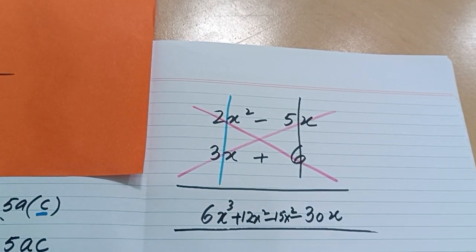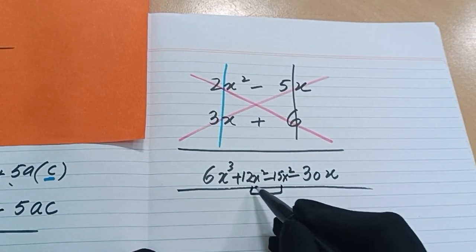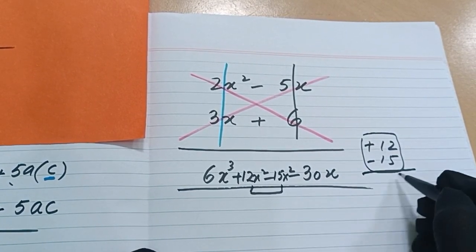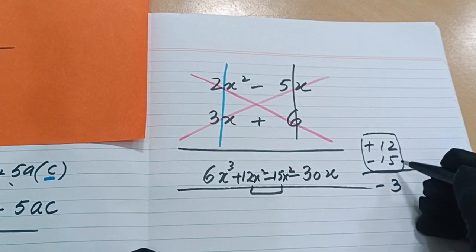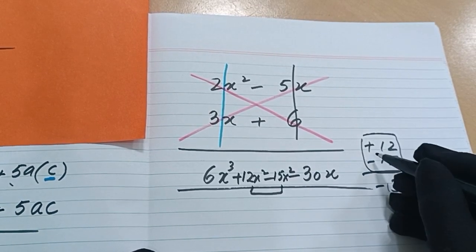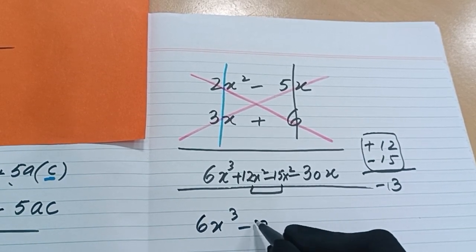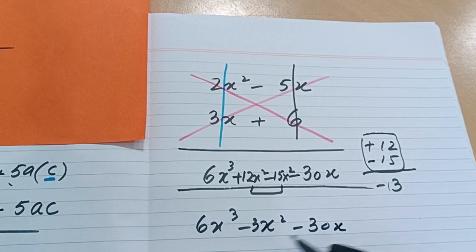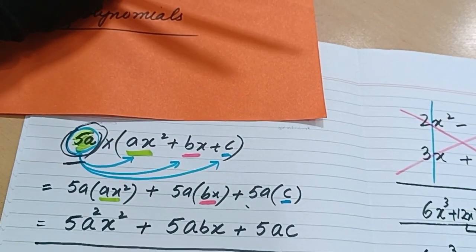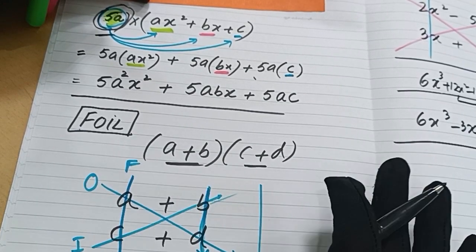In this answer, if there is any like term, you can solve together. Like these two, x square and x square are like terms, so we will solve their coefficients together, okay? So plus 12 and minus 15 we can solve together. We will get the answer minus 3. Because they are opposite integers, always subtract to give you the digit, and the sign of the bigger we will use here. So it will be 6x cube minus 3x square minus 30x. Okay, so I multiplied the polynomial with the one term, then got the answer. I multiplied binomial with binomial by the FOIL method, then got the answer.